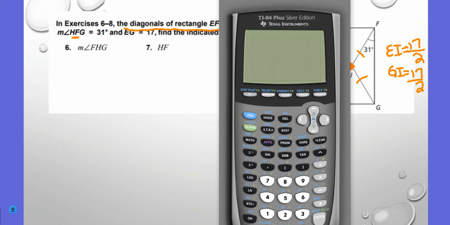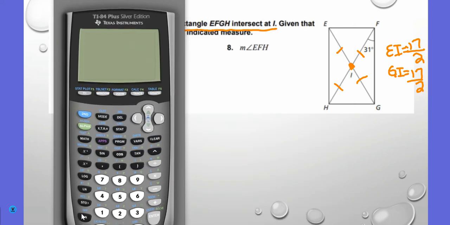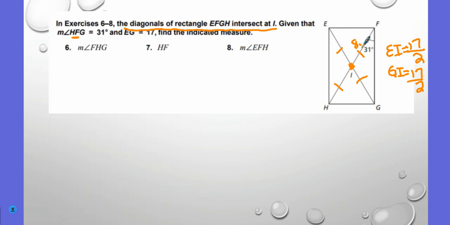So if this whole thing is 17, we're going to say that EI is going to be 17 divided by 2, and GI is also going to be 17 divided by 2. And all of these are going to be equal to the same thing, because if that is the middle, then we already know that all of those should be equal. So I'm going to go ahead and divide this. We get 8.5 here, 8.5 here, 8.5 here, and 8.5 there. Okay, we are in the game.